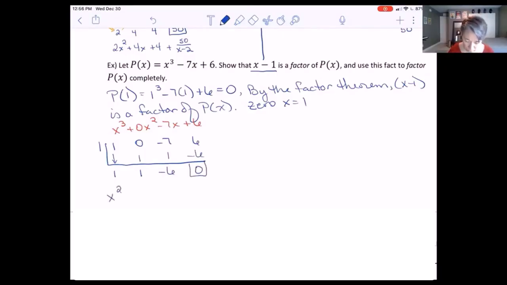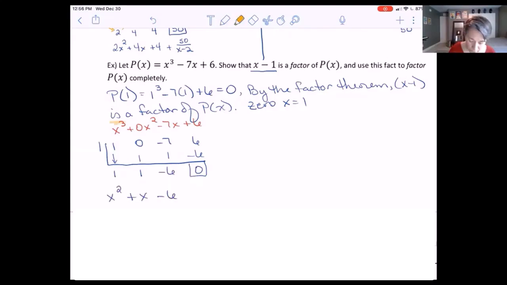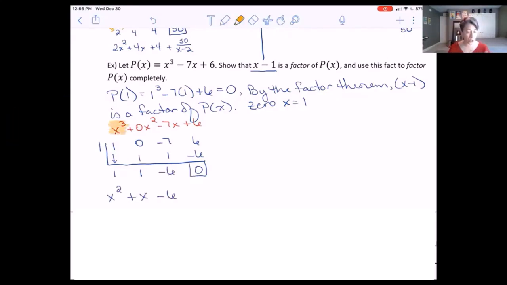These are the coefficients of the other factor. So we get an x squared plus x minus 6. And again, how do we know it's an x squared? It's just 1 degree smaller than what we started with. If it's an x cubed, then that first coefficient belongs to an x squared. If we started with an x to the 5th, then that first coefficient would go to an x to the 4th, and it just decreases down.